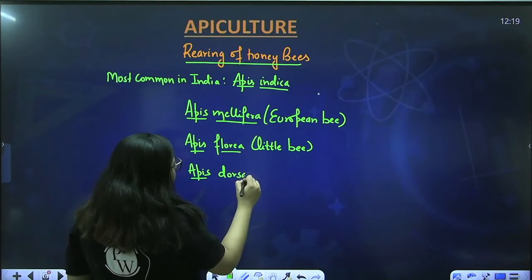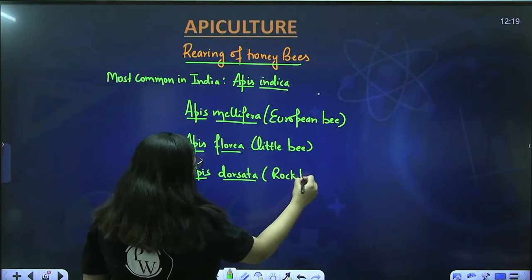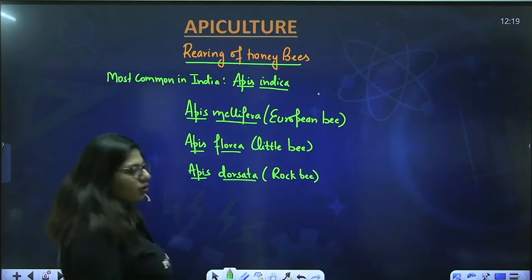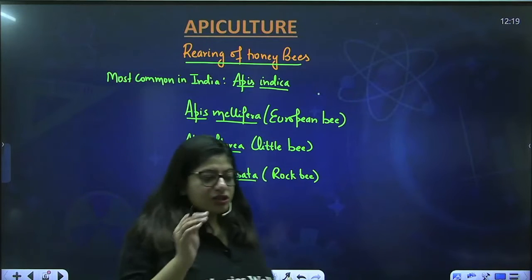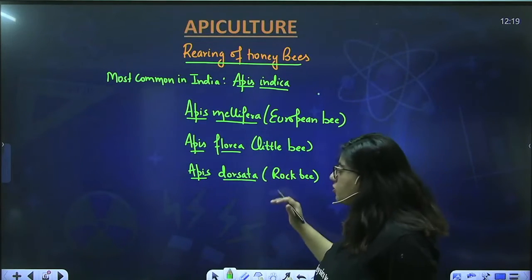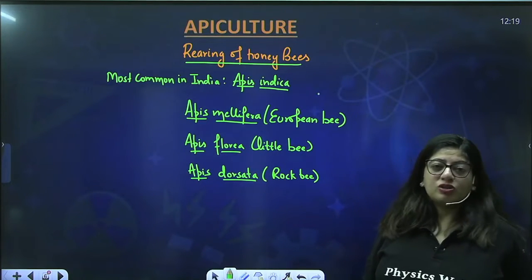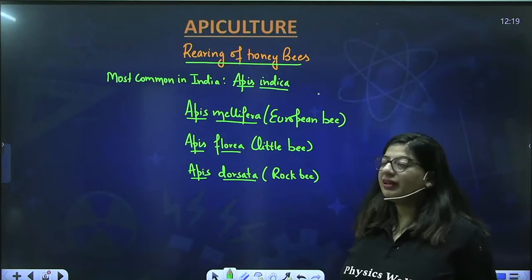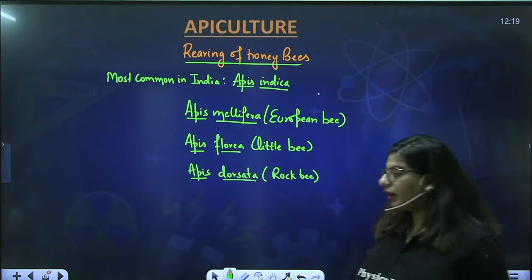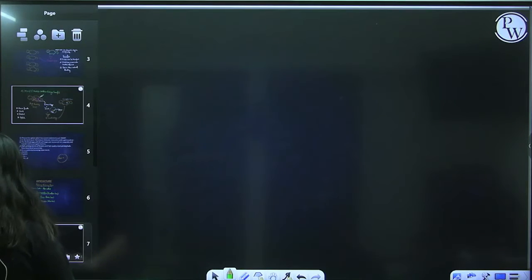This is the most angry bee, the largest bee, the rock bee. You will see this in the mountain areas, and its beehive. You know what is a beehive? The houses of honeybee. So their beehive is the largest one and they are the most yielding one. But since they are very angry, you can't rear them. So in India, the most commonly reared is Apis indica. Fine. Moving further. So why do we rear honeybee?